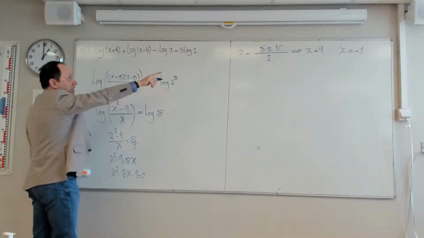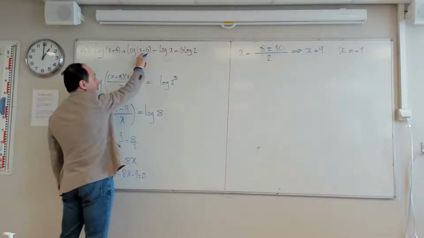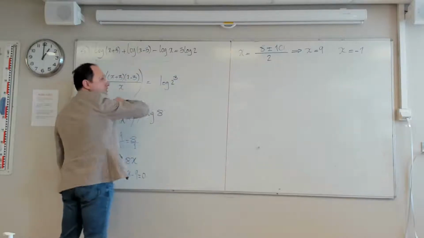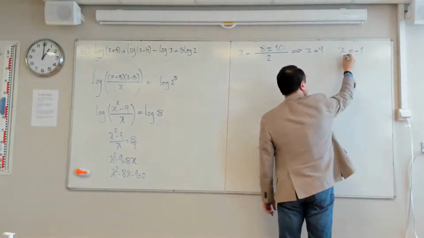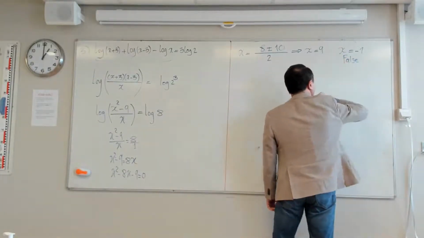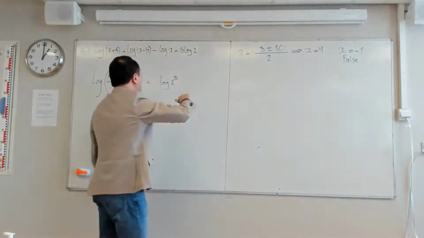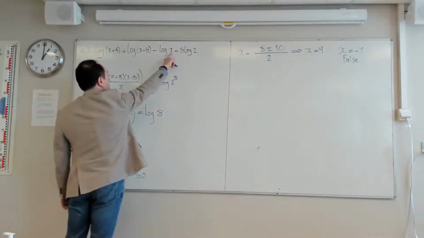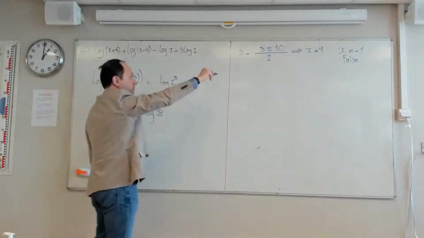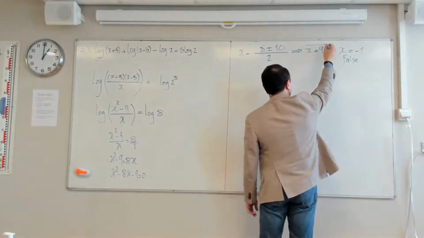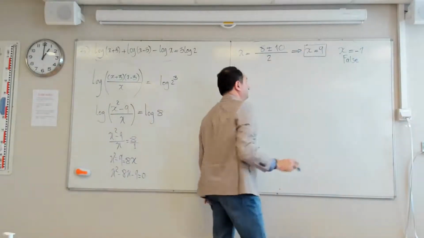The reason that minus 1 is not acceptable is because of this log or this log, not because of that one. So this is a false root. And then x equals 9. I do not have any problem if I put 9 here. 9 minus 3 is 6, positive. This is also positive. So yes, 9 is accepted.